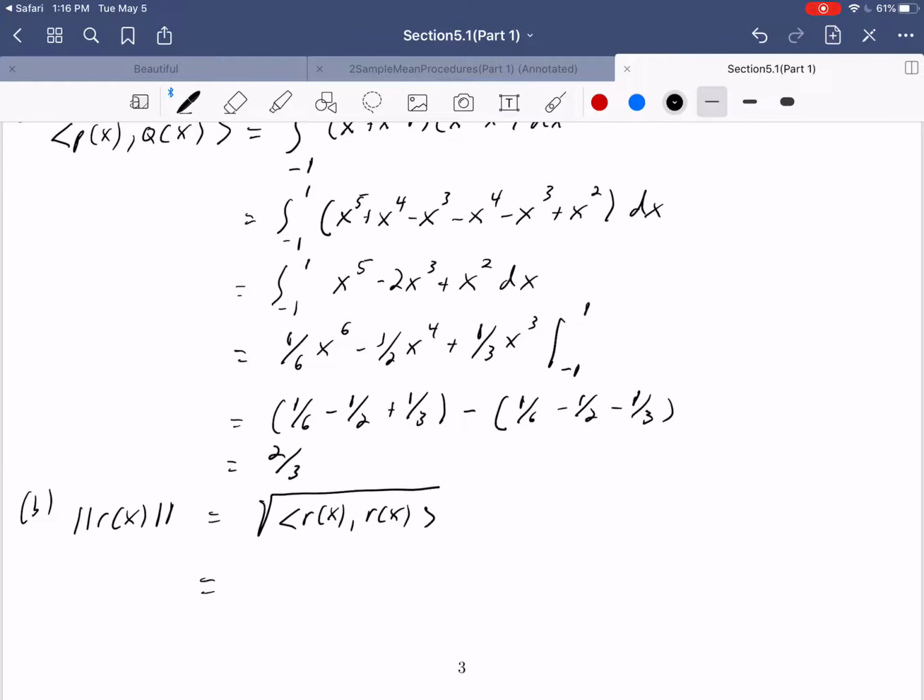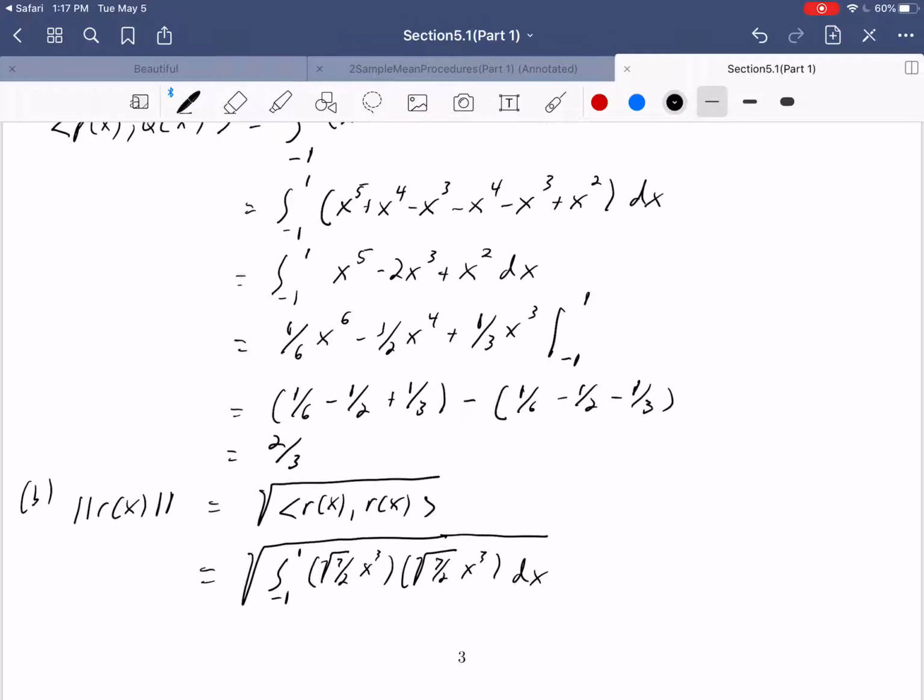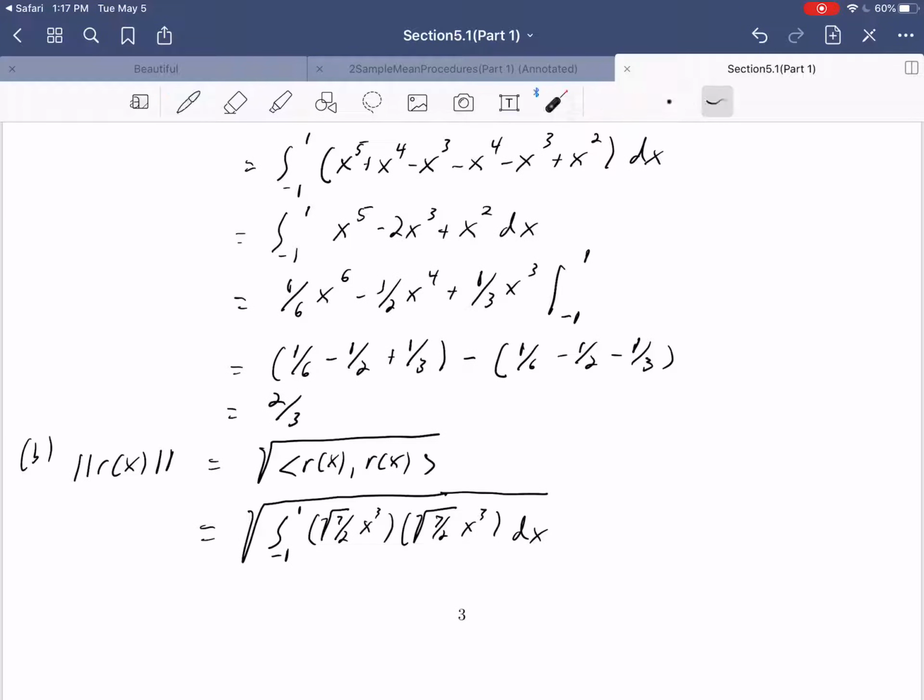So according to that, that's going to be the square root, and then we'll have to integrate from negative 1 to 1 of the square root of 7 over 2 x cubed times the square root of 7 over 2 x cubed dx. Okay, a little bit messy, but you can see that when we multiply these square roots, that'll drop out.